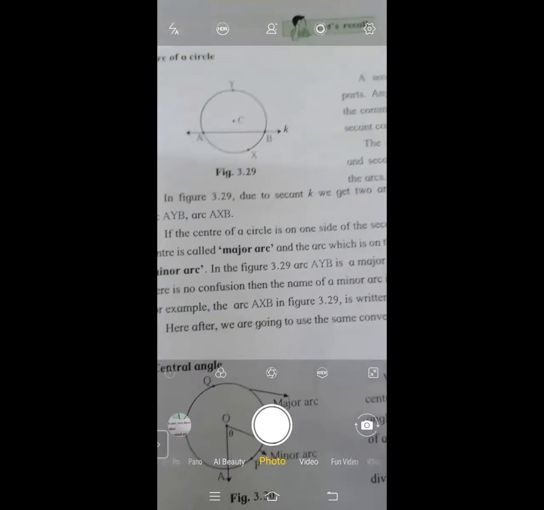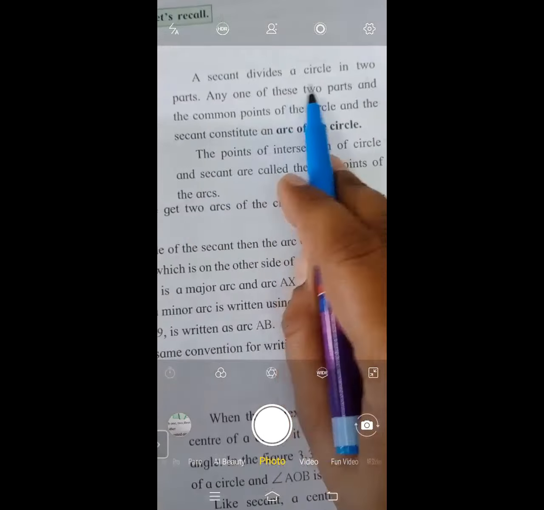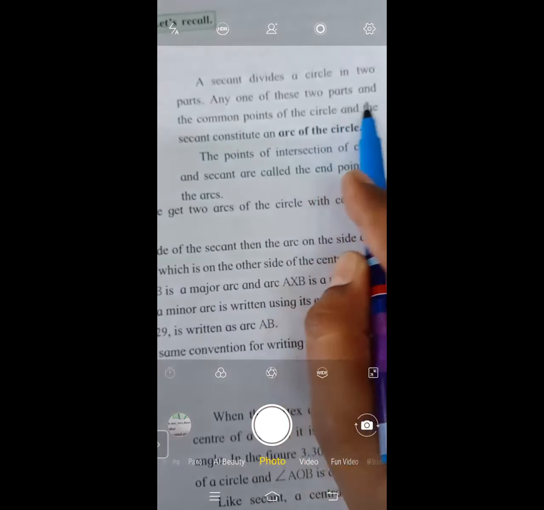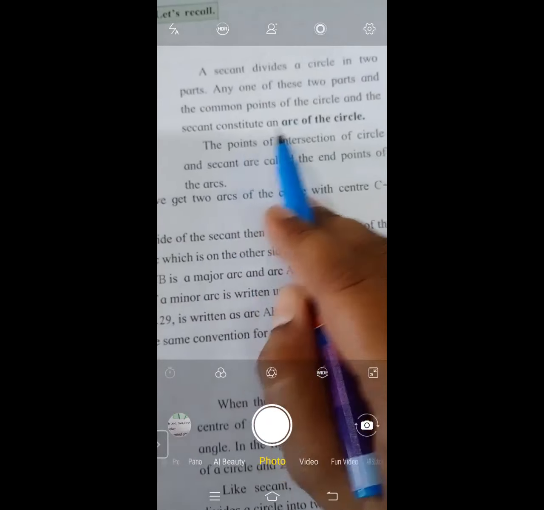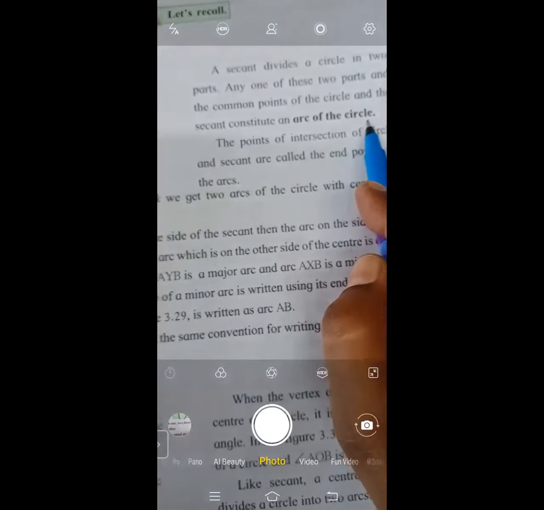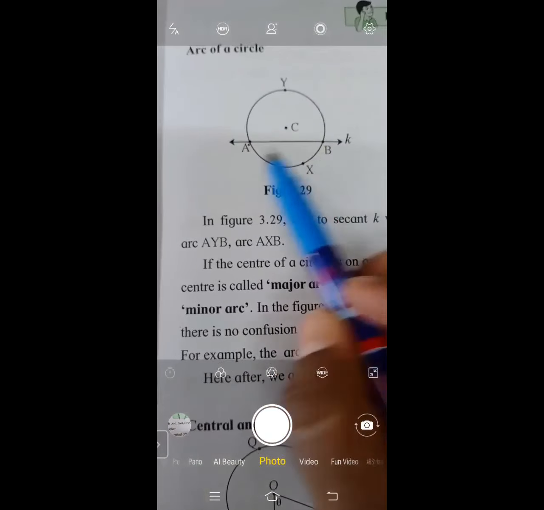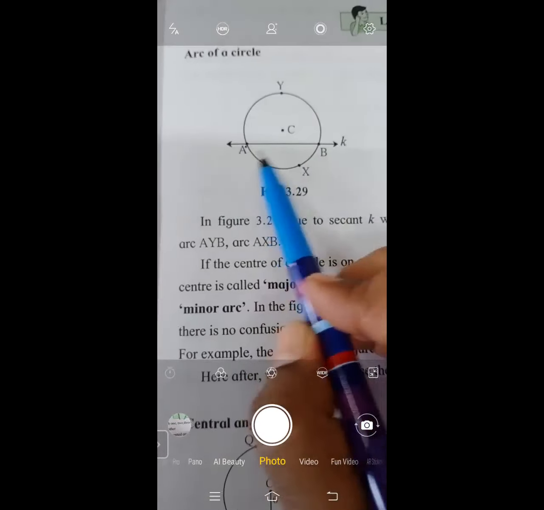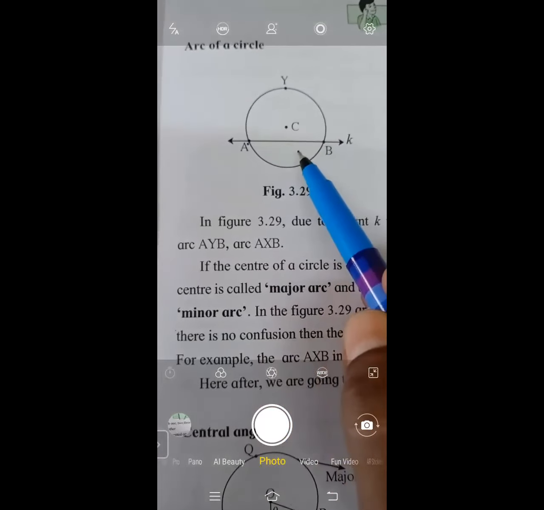We have been studying arcs since 8th standard. A secant divides a circle into 2 parts. Any one of these 2 parts, along with the common points of the circle and the secant, constitutes an arc of the circle. These are the common points A and B. This is the secant K which divides the circle into two parts.